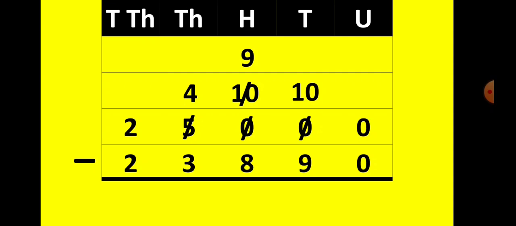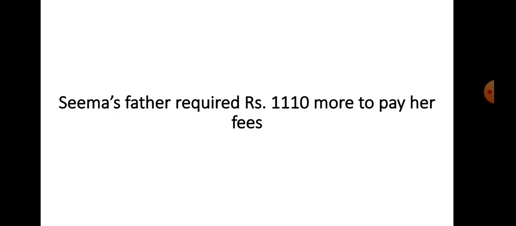Now let us start the subtraction. In the units place you have 0 and 0, so there is no need to borrow. That is why 0 minus 0 is 0. Now in the tens place 10 minus 9 is 1, then 9 minus 8 is 1, 4 minus 3 is 1 and 2 minus 2 is 0. So Seema's father required rupees 1,110 more to pay her fees.